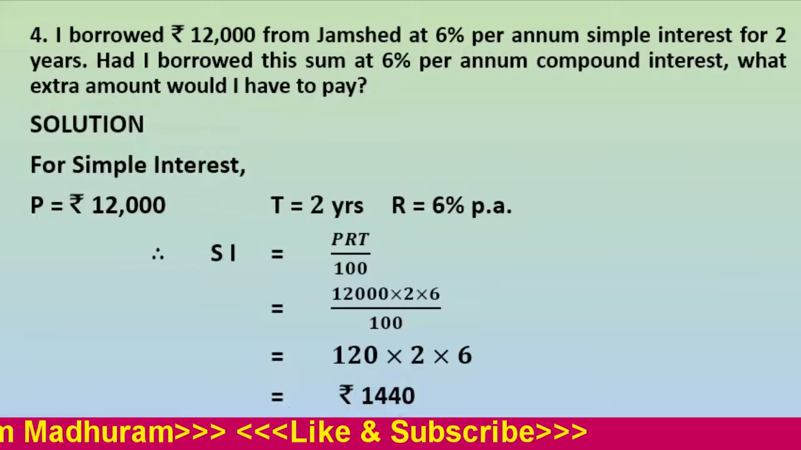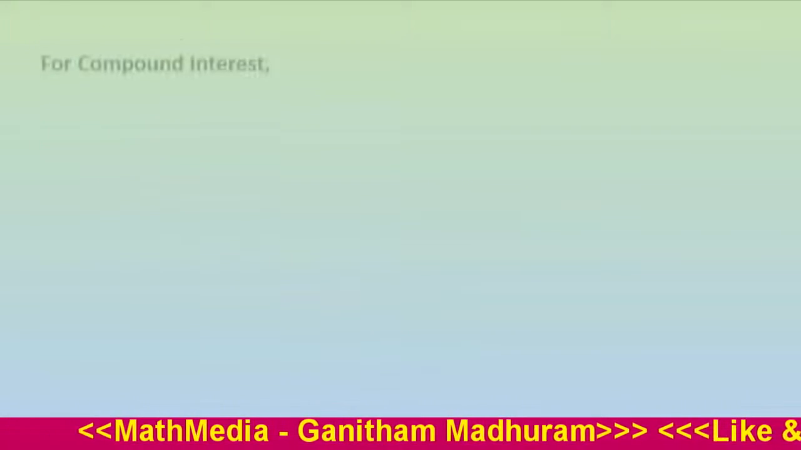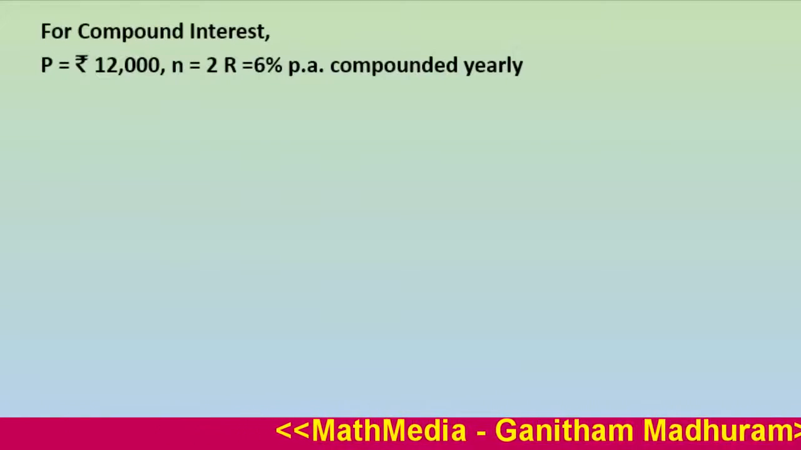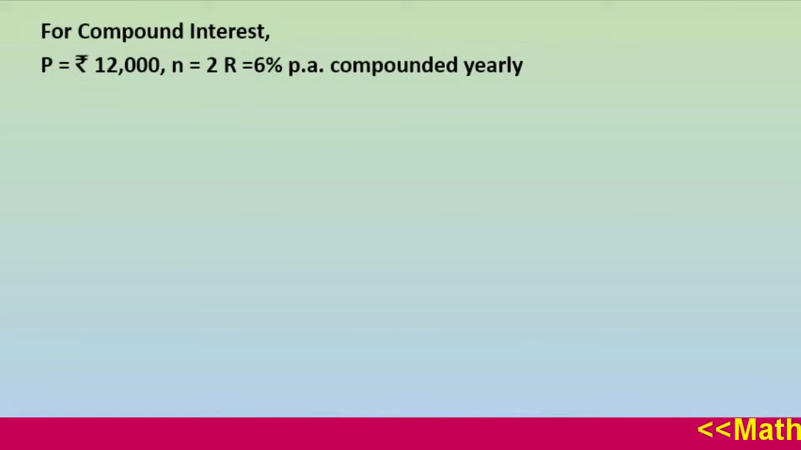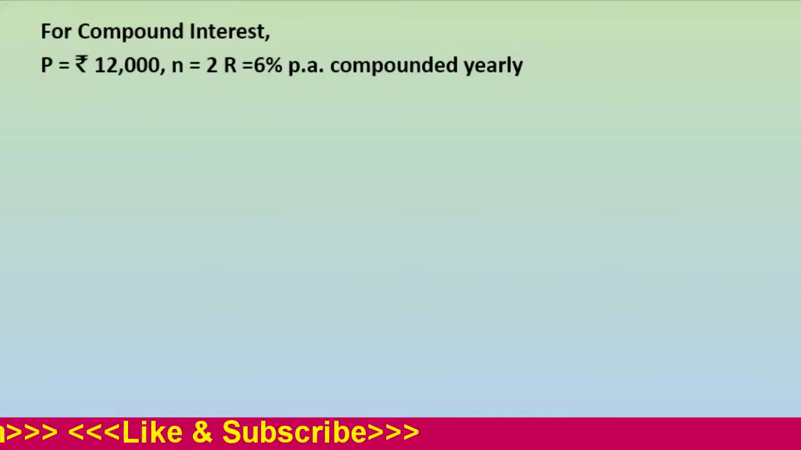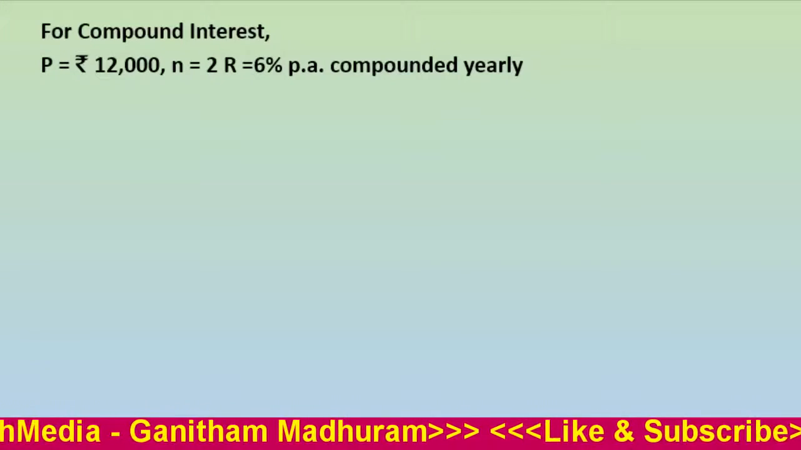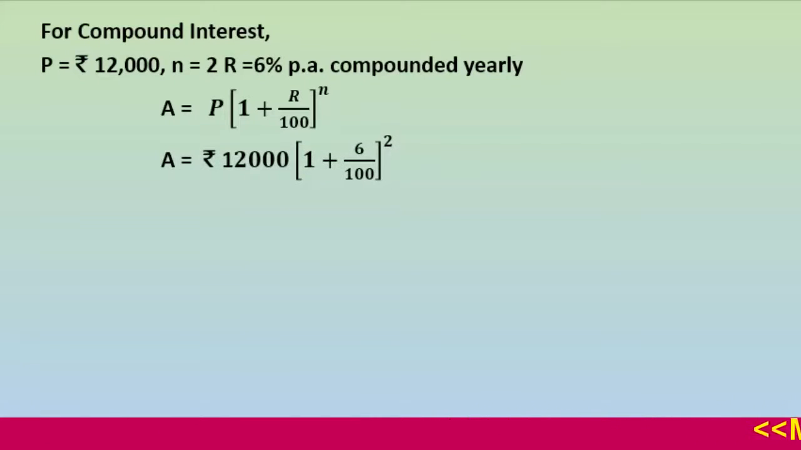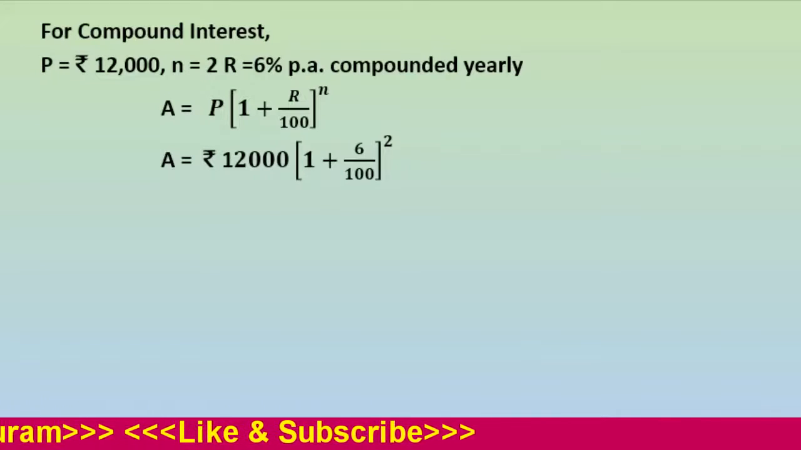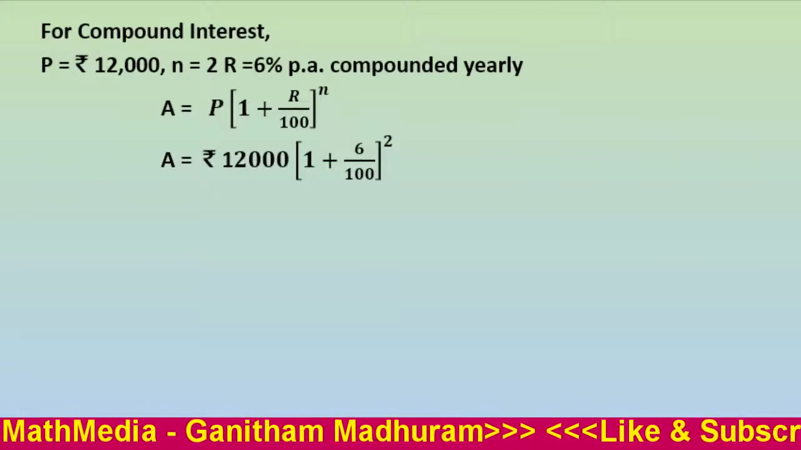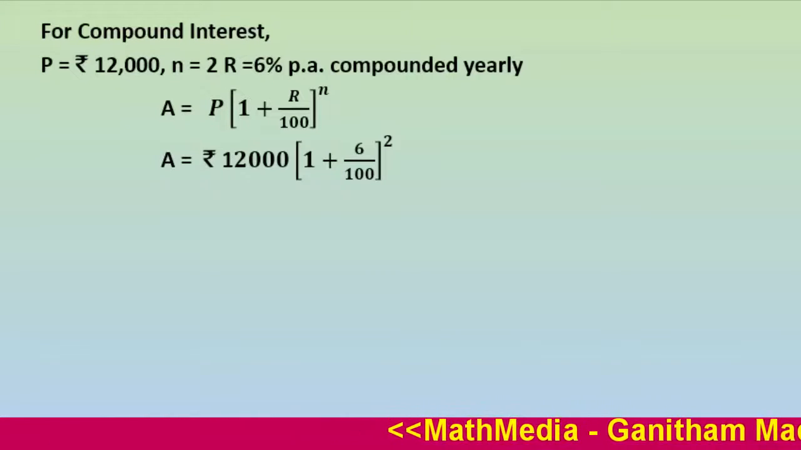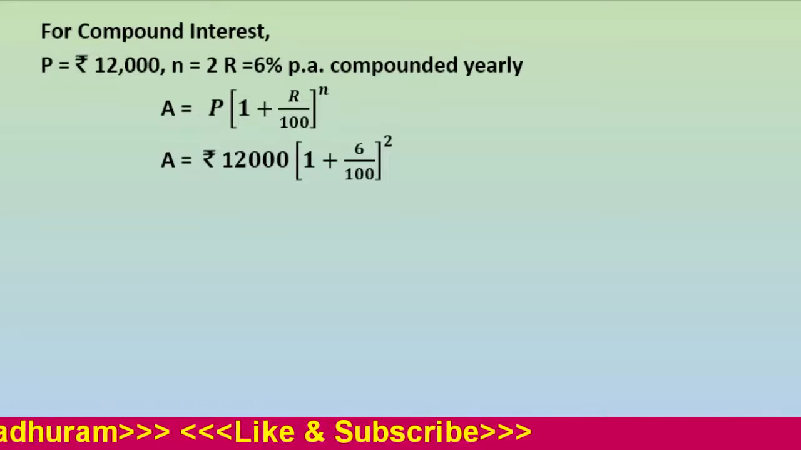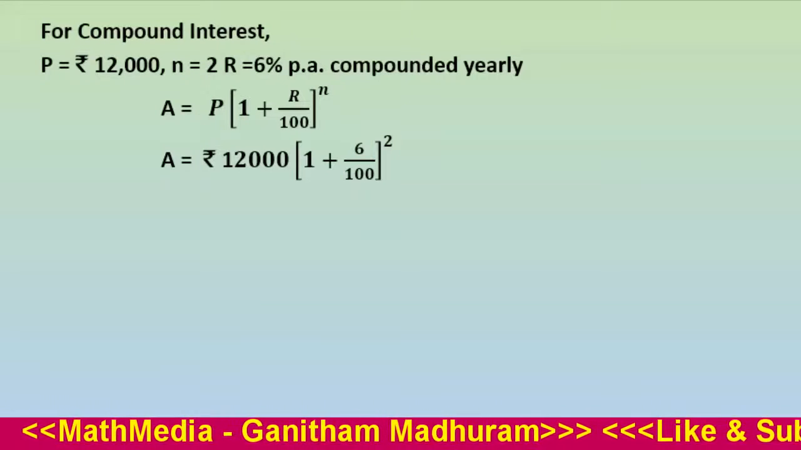Now we can calculate the compound interest. Principal equal to 12,000, N equal to 2, R equal to 6% per annum compounded yearly. So what is the formula of compound interest? That is the compound amount formula we have to write. Yes, A equal to P into 1 plus R upon 100 raised to N. Substitute the value over there: rupees 12,000 into 1 plus 6 upon 100 whole raised to 2.